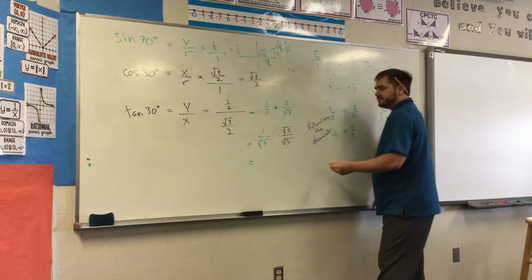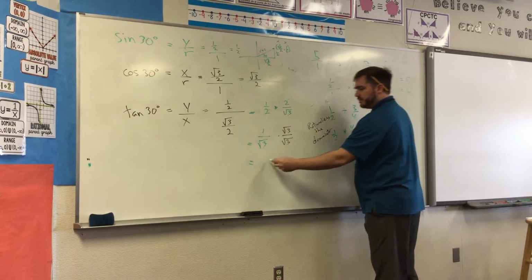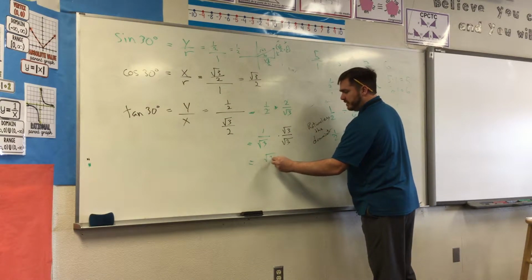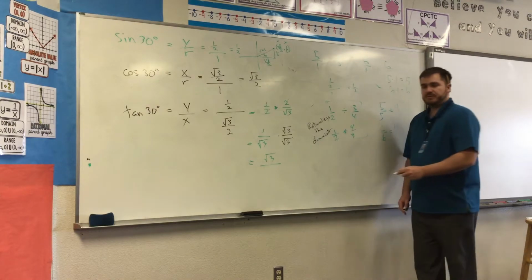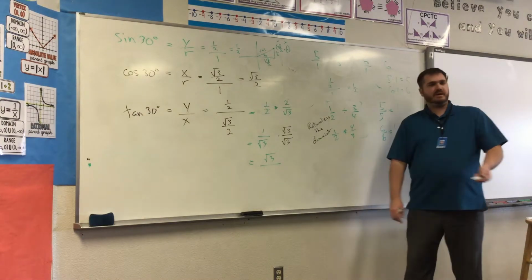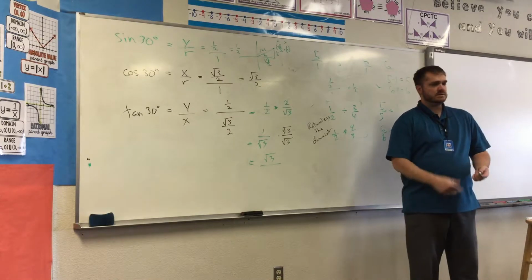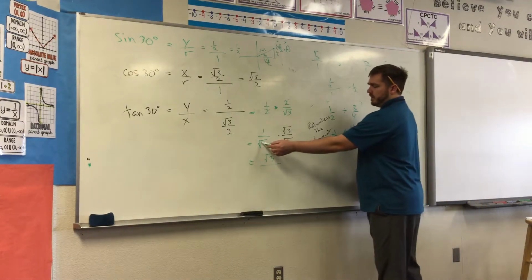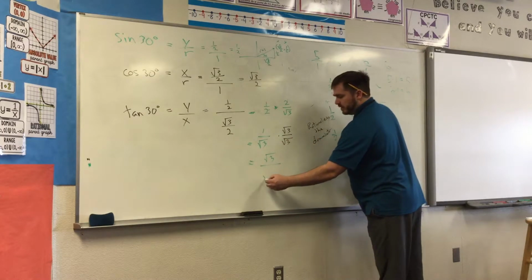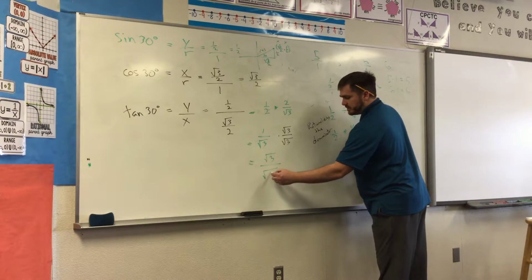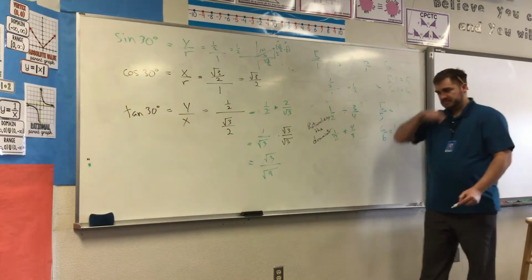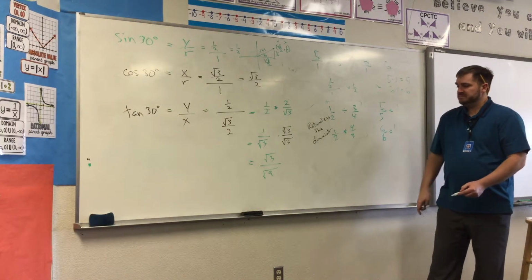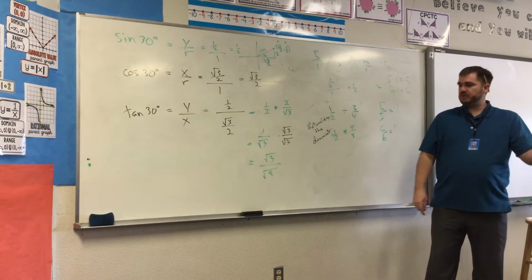All right? 1 times root 3 is root 3. Root 3 times root 3, another property of math. Good grief, this is why everybody gets hung up on this stuff, because there's so many different math properties that you have to know in order to do this stuff. If you have a square root times a square root, you can multiply them together. I'm just going to put 9 right there, because it is easier to write. So root 3 times root 3 is the square root of 9.